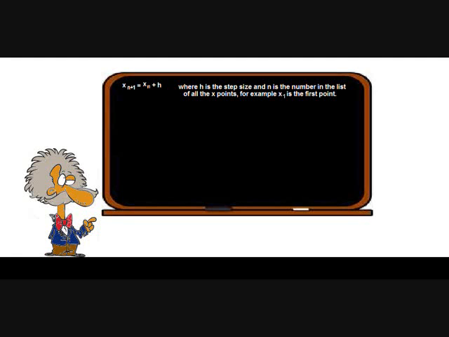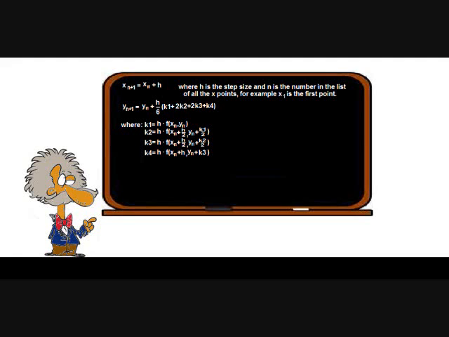First you will notice that x sub n plus 1 is equal to x sub n plus h, where h is the step size and n is the number in a sequence of x values. For instance, x sub 1 might be the first of many x coordinates. You may now notice that y sub n plus 1 is equal to y sub n plus 1/6 of the quantity k1 plus k2 plus k3 plus k4. It is important to note what these k's represent.